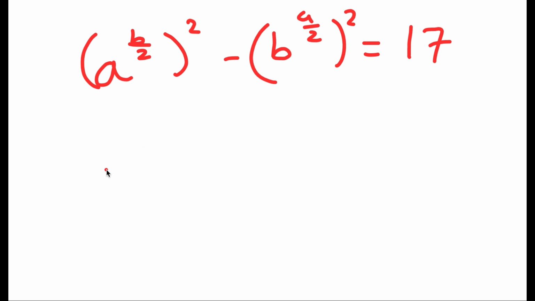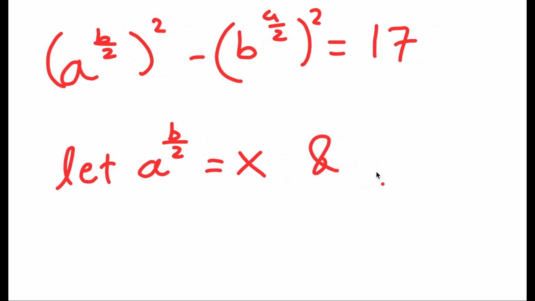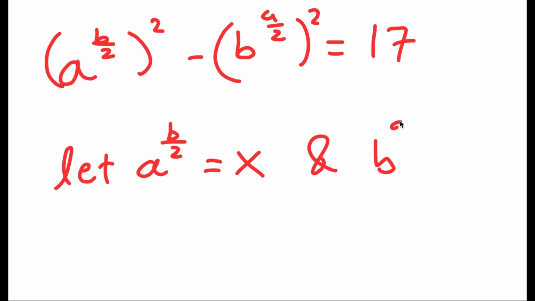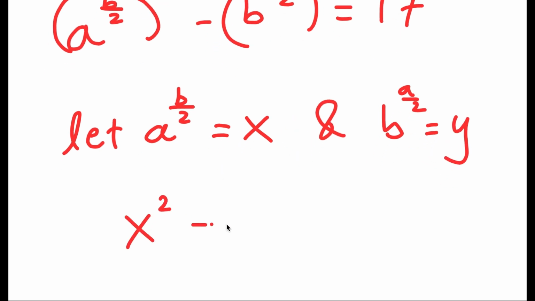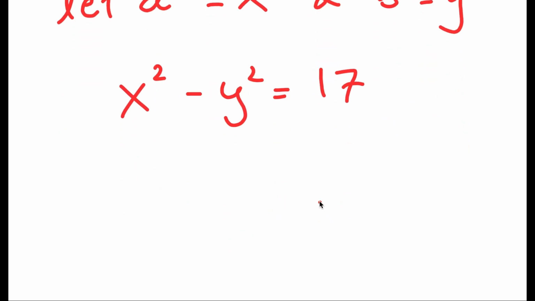Now I'm going to let a to the power of b over 2 equal to the variable x. And I'm going to let b to the power of a over 2 equal to the variable y. So now I have x squared minus y squared is equal to 17. And this is a much simpler equation from what we started with.